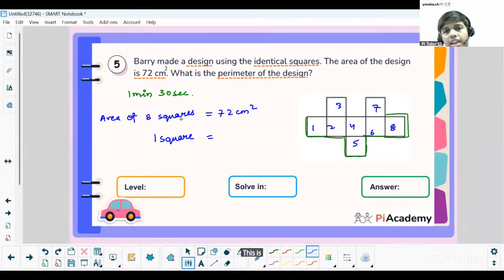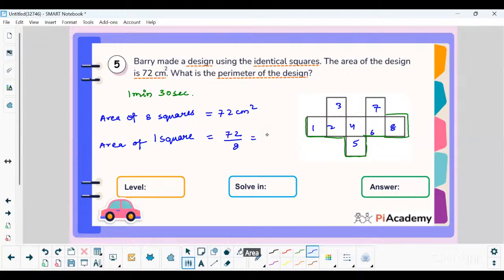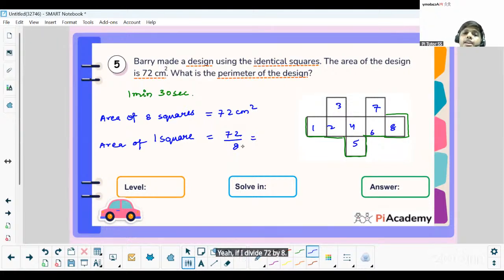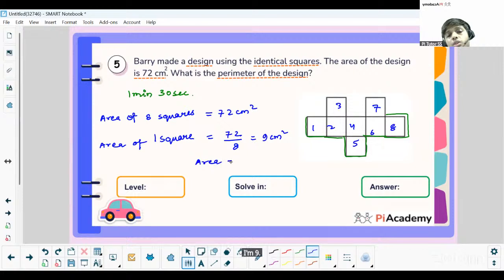This is the area of the 8 squares, that is 72 centimeters square. If you want to calculate the area of one square, then it should be 72 divided by 8. This will give you the right answer. Yes, Daksh, what should be the correct answer for the area of one square? If I divide 72 by 8, what will I get? 9. Very good.